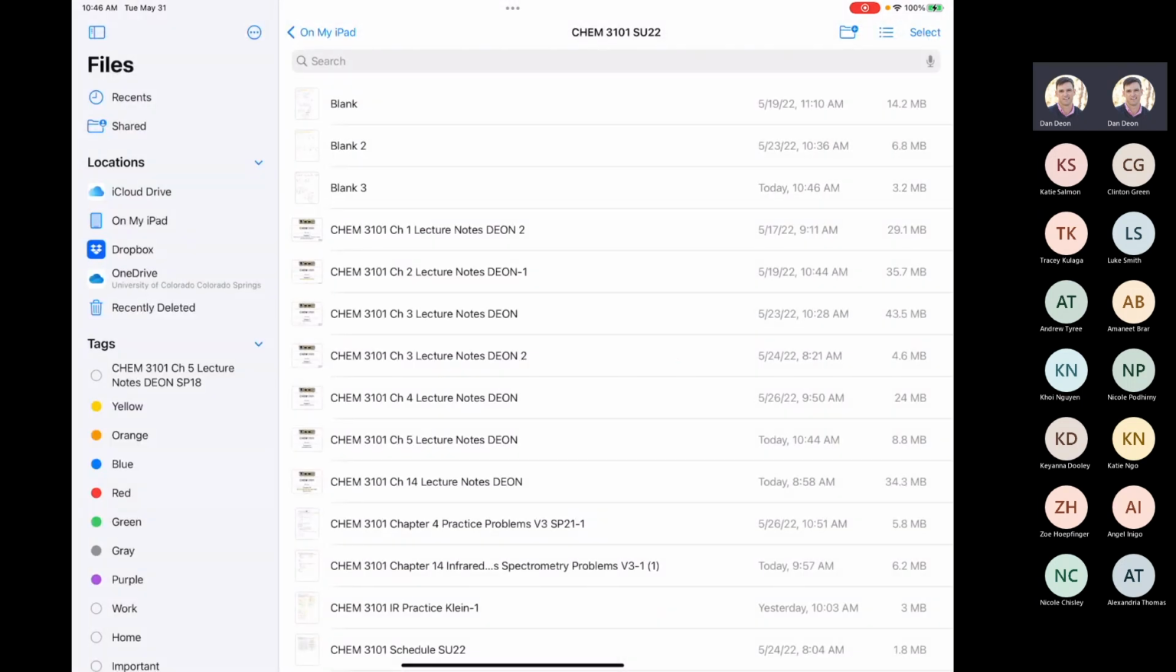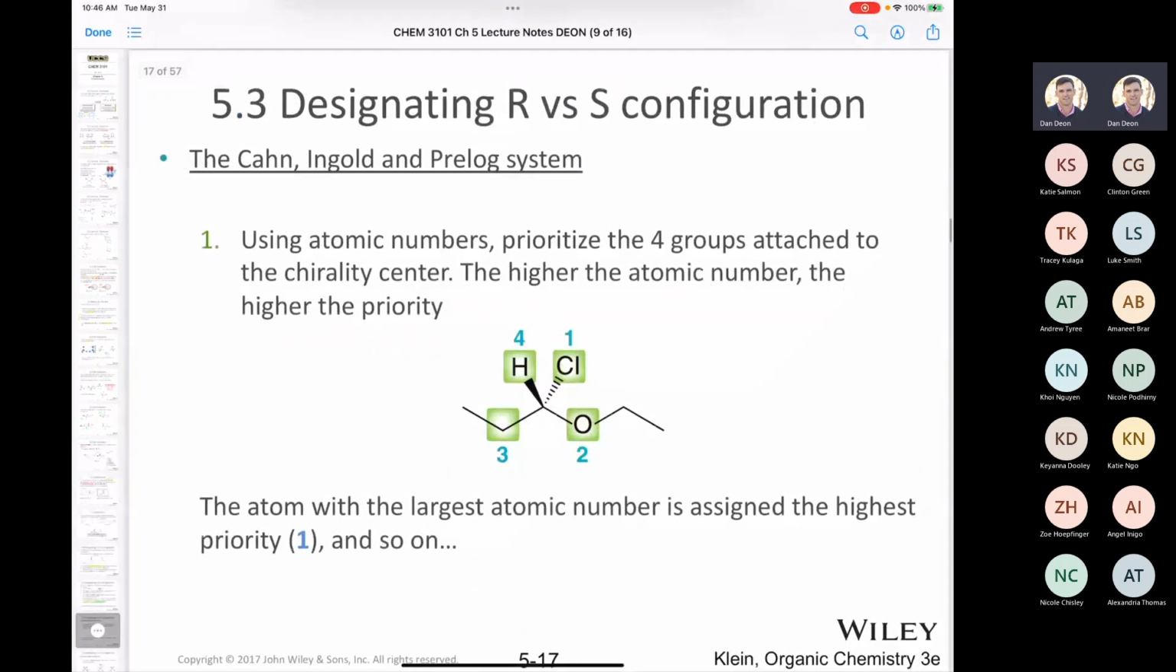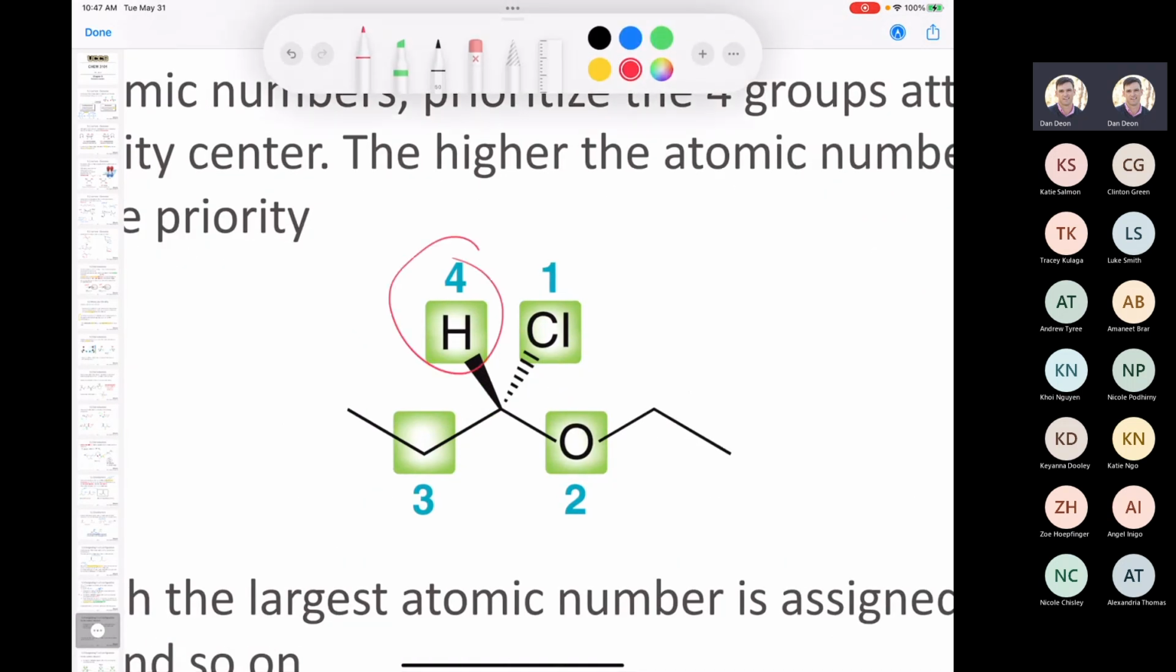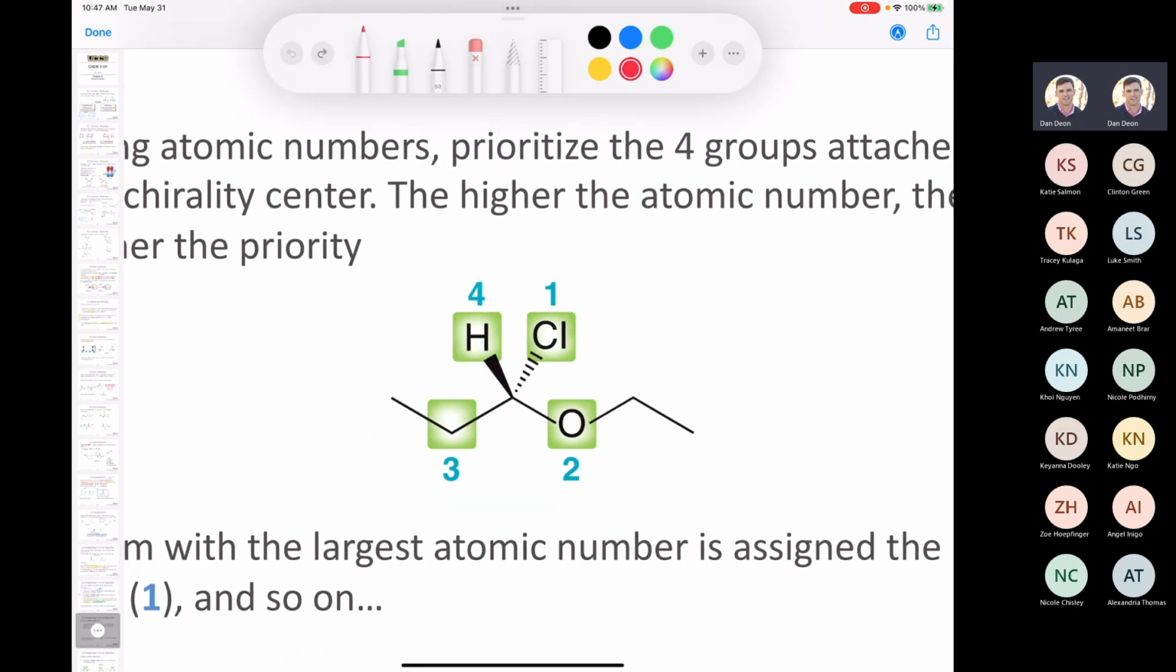Let's go back to the old slides here. So let's try this one here. The reason I don't like this as the first example is because why do they give you one where the hydrogen's coming out in front? Couldn't they have made it a little bit easier? So look, could anybody tell me based off of the rules, would this stereo center be R or S based off of what I just told you? Not a trick question. Mr. Dion hates trick questions.